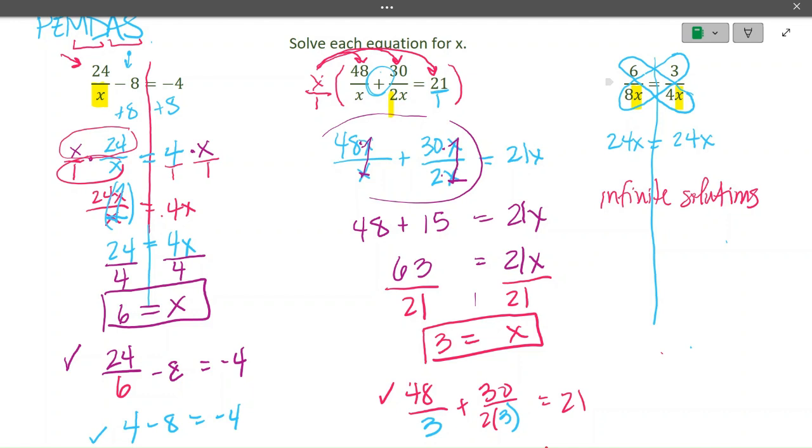All right, there you have it. This is how you solve equations for x when x is in the denominator.